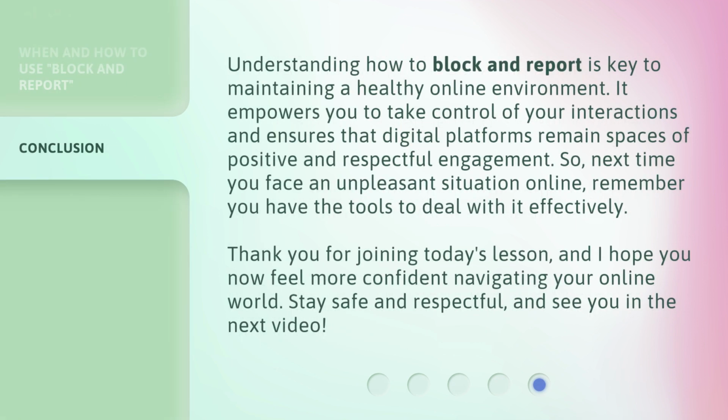Understanding how to block and report is key to maintaining a healthy online environment. It empowers you to take control of your interactions and ensures that digital platforms remain spaces of positive and respectful engagement. So, next time you face an unpleasant situation online, remember you have the tools to deal with it effectively.